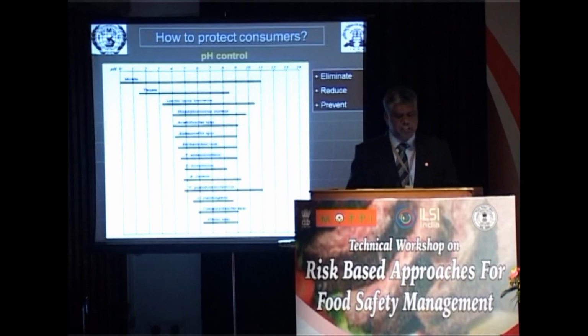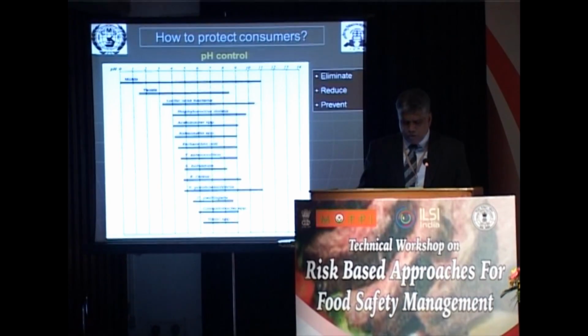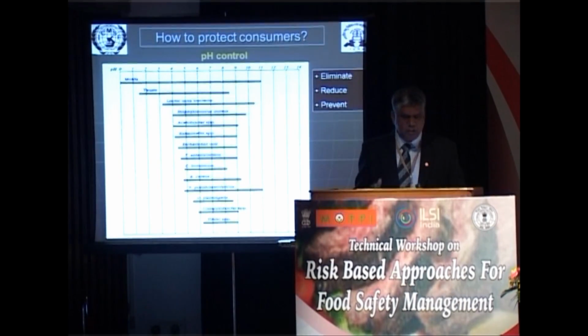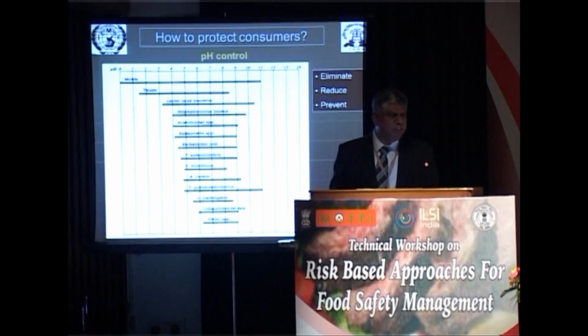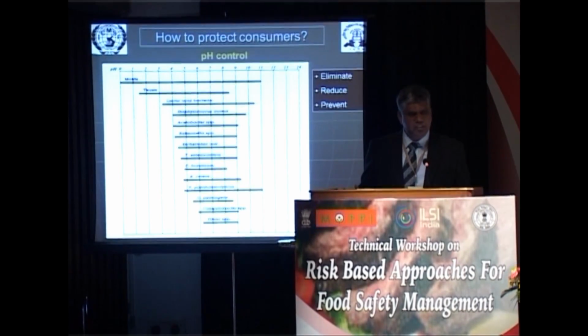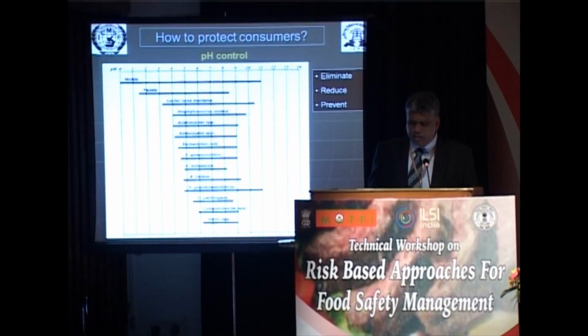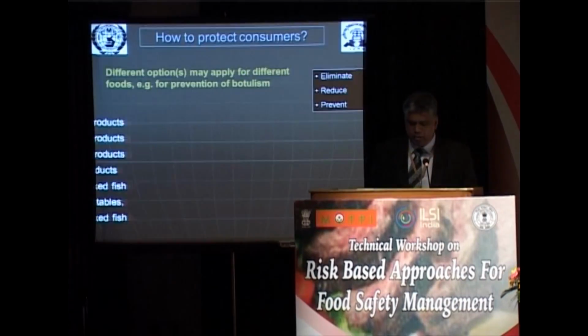We can have pH control also for pathogen control, and mostly the optimum pH is between 6 to 8. Most of the pathogens thrive and grow well in that pH range. Above and below, we can eliminate these pathogens.